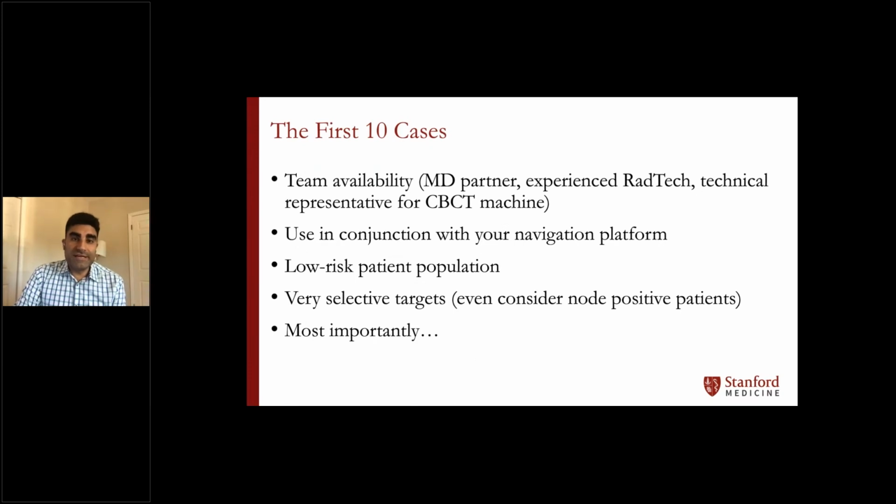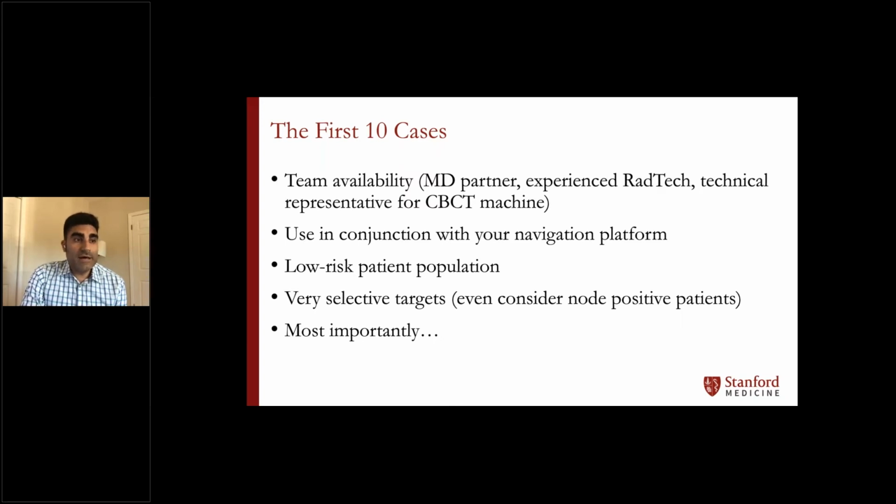As far as the first 10 cases go, you really want to have your team available. So if you have an MD partner, you really want them to be present. You want an experienced rad tech that really knows the machine inside out, that has a lot of experience there, a person that you feel comfortable with. And you definitely want to have a technical representative from the companies, having your Philips rep, for example, come by for your first 10 cases so that he or she can troubleshoot your cases for you.